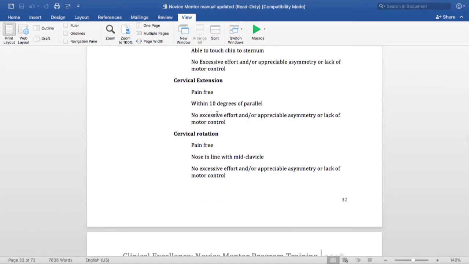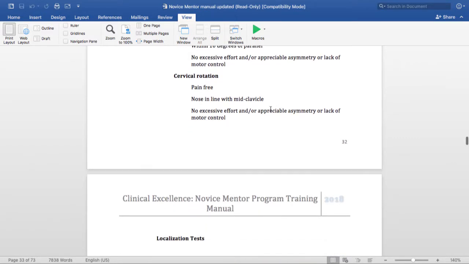Cervical extension, just remind your student to look for pain-free range of motion, taking a line from the chin to the forehead, and the patient extends their head backwards, and you look for that line to be 80 degrees, or 10 degrees from the horizontal, with no excessive effort or asymmetries. Cervical rotation should be pain-free. You should be able to get their nose into midline of the clavicle to be normal. And again, no excessive effort. So if any of those are abnormal, it's an abnormal range of motion. Same thing you could do with side bending. You could have them bring their ear towards their shoulder, and look for asymmetries, etc., and deviations.